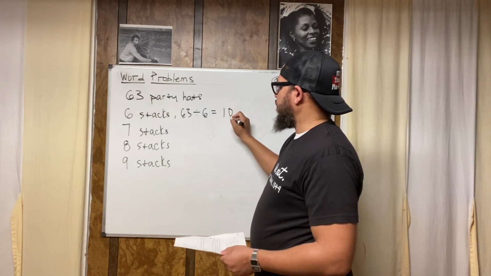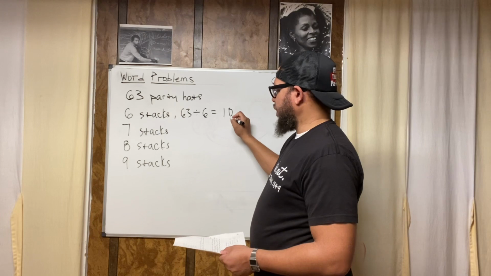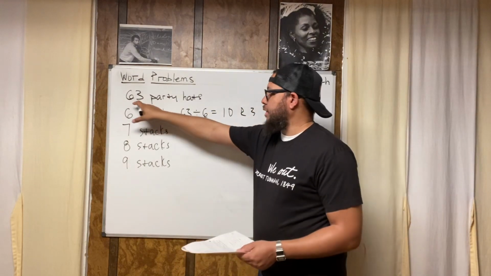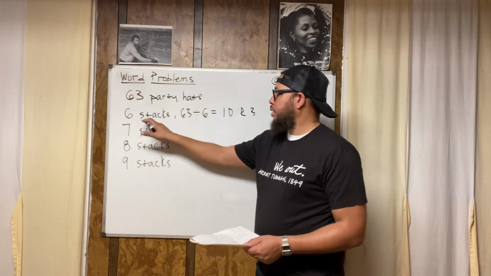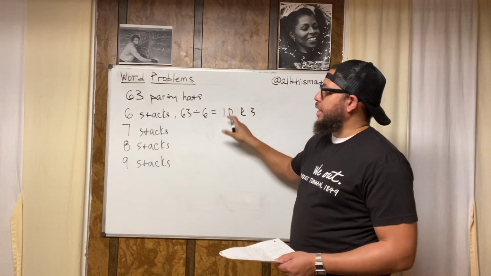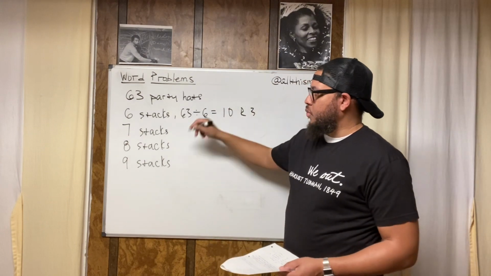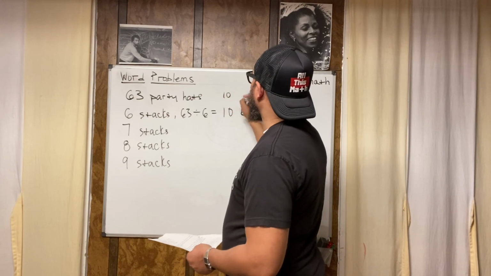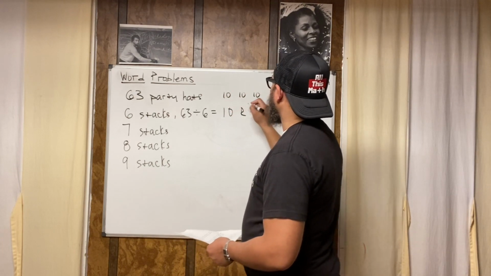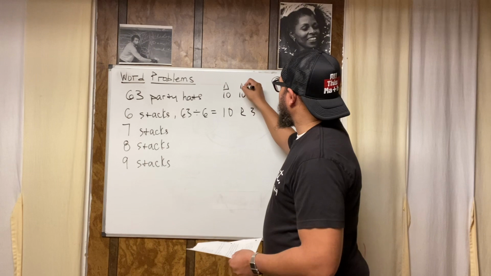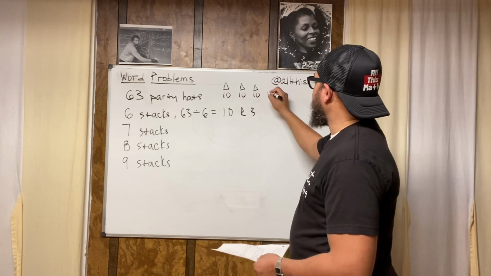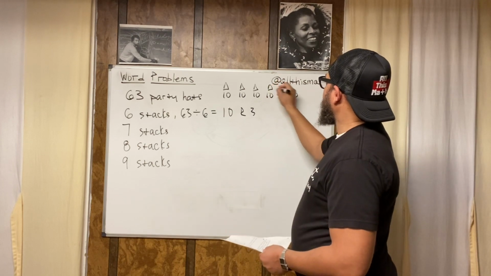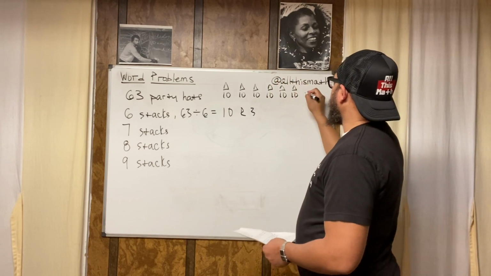Because 6 times 10 is 60. So I'm going to say 10 remainder 3. So that means if she has 63 party hats and she does 6 stacks, that means she could have 10 hats in each stack. So she should have 10 in one stack, 10 in the next stack. So it's kind of like this. She got 10, and then 10, and then 10 party hats, 10, 10, 10, then 10 more, then 10 more, then 10 more party hats. And then the last stack, she got 3.